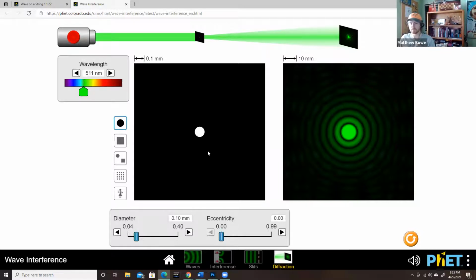Or what if, instead of a pinhole, it was an oval? Or what if it was a square? Or a grid of circles, pinholes? What would the pattern look like? And again, what would the pattern look like if I changed the color? So that's what this part will be asking you about.